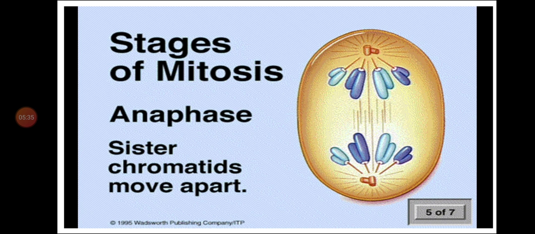Next stage of mitosis is anaphase. This is the phase where sister chromatids move apart. In this phase you can see the sister chromatids moving apart from each other. That means the centromere is getting divided. The chromatids are getting separated from each other.